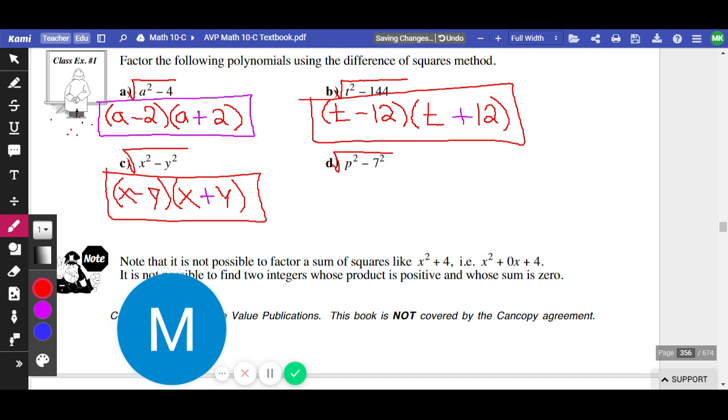The square root of p squared is p. The square root of 7 squared is 7. Right? The square symbols just cancel out. I always get a second binomial. My second binomial has a plus sign. That's my solution.